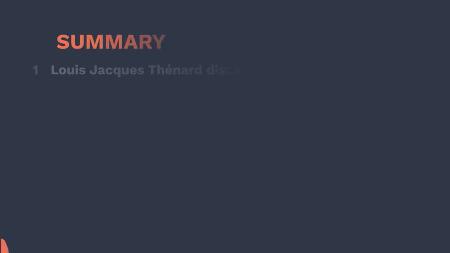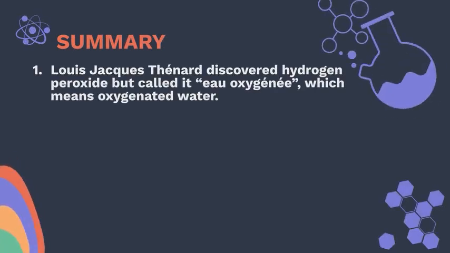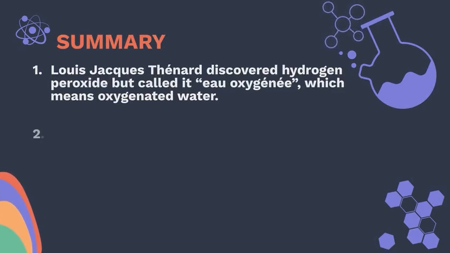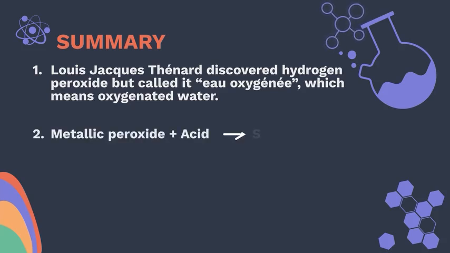Subsequently, we will delve into other aspects of hydrogen peroxide like its properties and uses. But until then, remember the following. Louis-Jacques Thénard discovered hydrogen peroxide but called it eau oxygénée, which means oxygenated water. Hydrogen peroxide can be prepared in the laboratory by the reaction of metallic peroxides with a dilute acid solution.